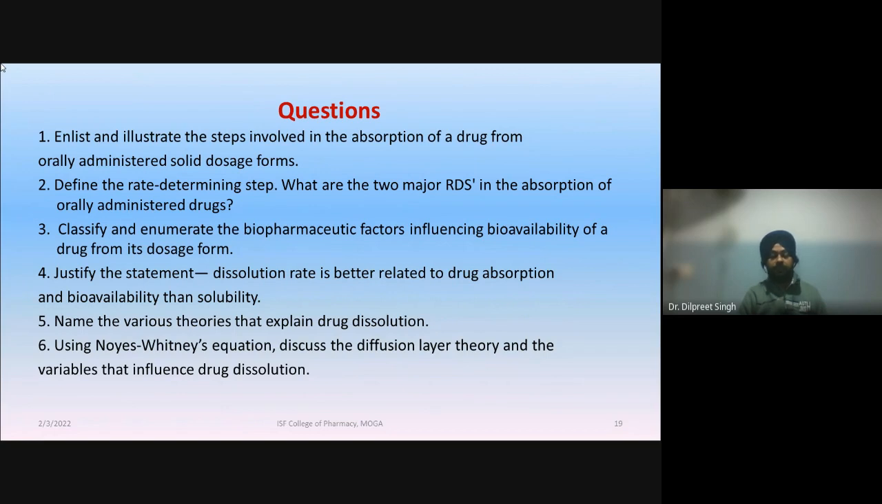The questions under this topic are: enlist and illustrate the steps involved in the absorption of a drug from an orally administered dosage form. What is the rate-limiting step in dissolution and permeation when we talk about a drug taken orally? Classify and enumerate the biopharmaceutical factors which influence the bioavailability of a drug from a dosage form. Justify the statement that dissolution rate is better related to drug absorption.